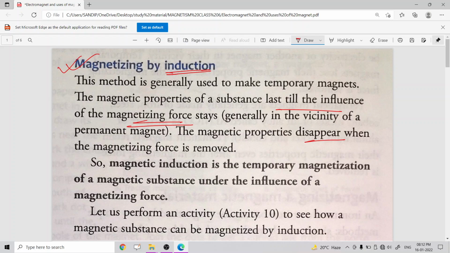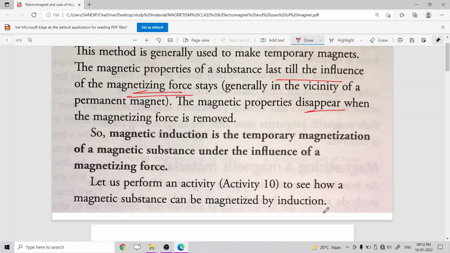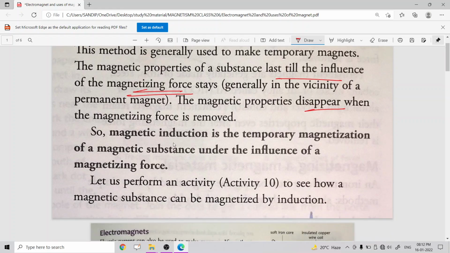This process is called induction because here we use a method where we do not touch the magnetic substance with any magnet. It is a temporary method. We can easily say that magnetic induction is the temporary magnetization method, by the influence of the magnetizing force.